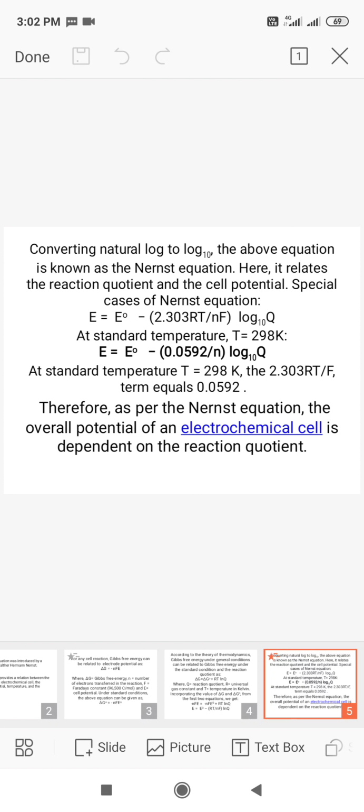Therefore, as per the Nernst equation, the overall cell potential, that is the EMF of a cell, mainly depends on the reaction quotient, that is the concentration of an electrolyte with which an electrode of a cell is in contact.